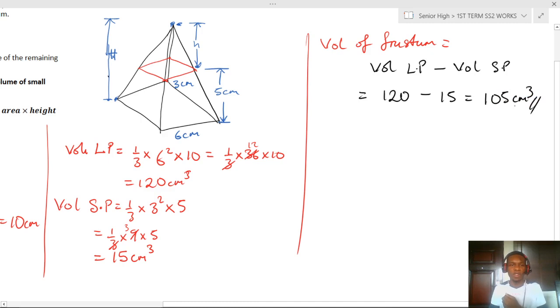So that's it for the volume of a frustum of a pyramid. You first of all use similar triangles to get the part of the height that is missing, and then you can equate them together, subtract the small pyramid from the big pyramid, and you've gotten your volume of the frustum.